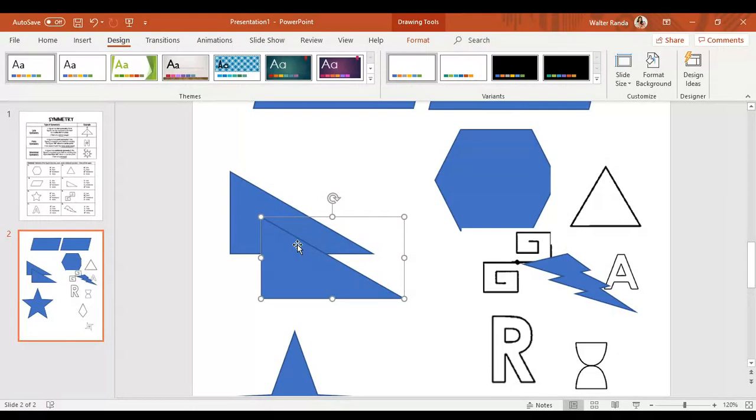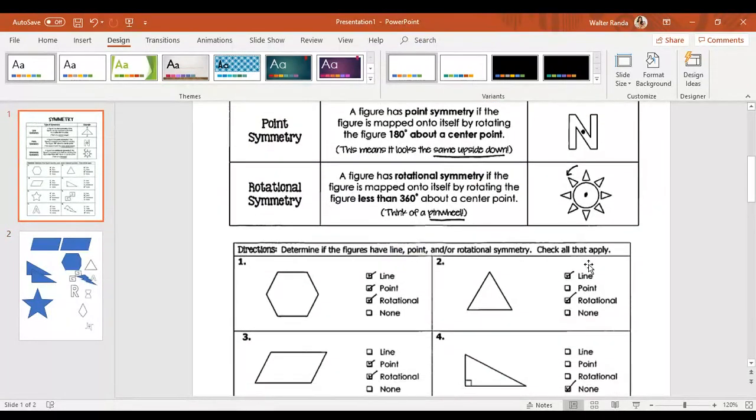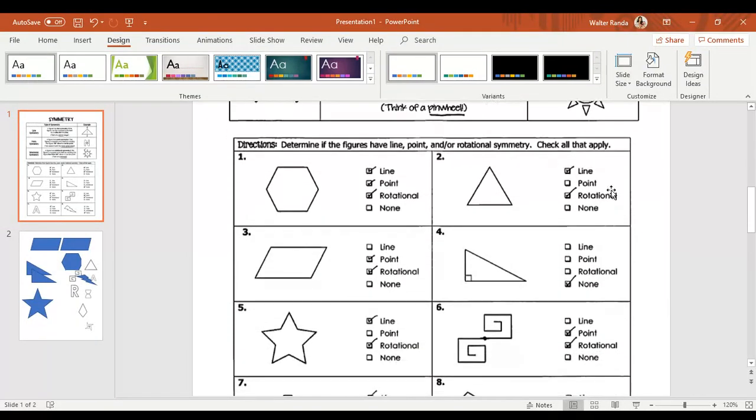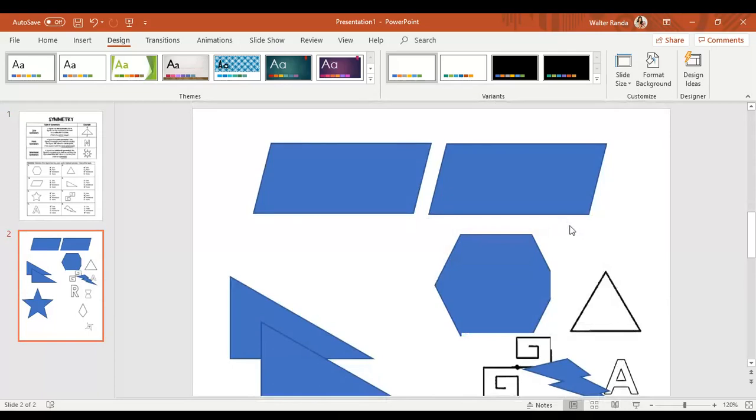Okay, it has to be something less than 360, so not making that full rotation back to the original. So this specific one has nothing, it's none. Okay, so a right triangle has no symmetry whatsoever. Let's take a look at a few more.